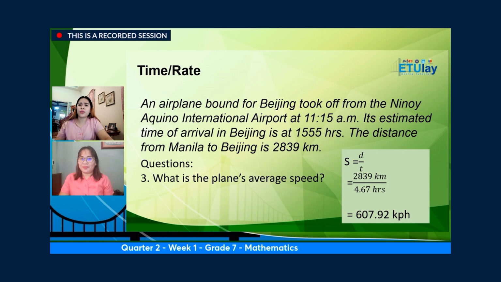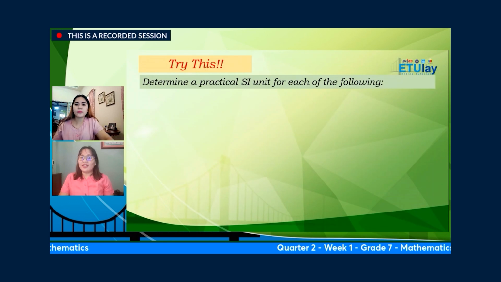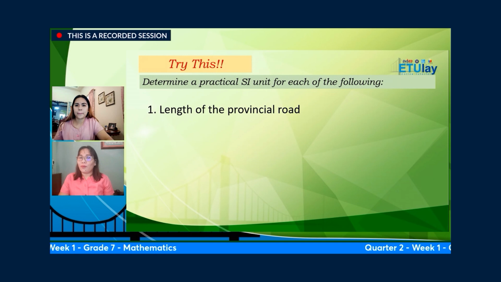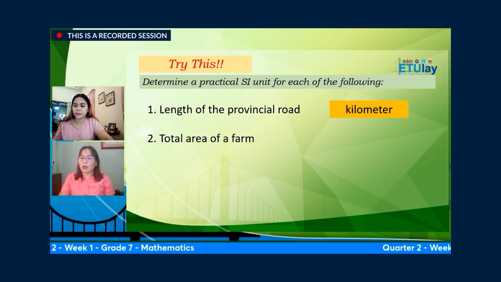Okay, so those are some examples in estimating measurement. Okay, try this. Determine a practical SI unit for each of the following. For number 1, length of a provincial road. Yes, it is kilometer. For number 2, total area of a farm.